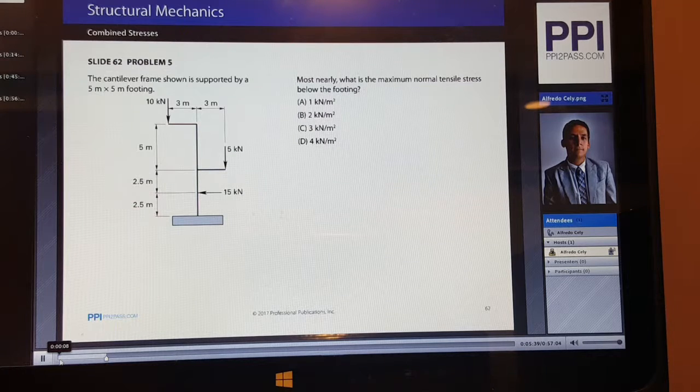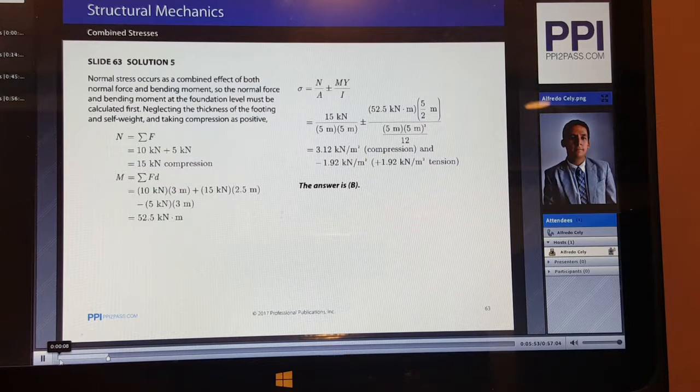Now, one thing to highlight on this problem is that it's a theoretical case, as typically you do not see tension appear under the footing in most types of soils. So let's go through the solution. Normal stress occurs as a combined effect of both normal force and bending moment. So the normal force and bending moment at the foundation level must be calculated first, neglecting the thickness of the footing and the self-weight of the footing, and taking compression as positive.